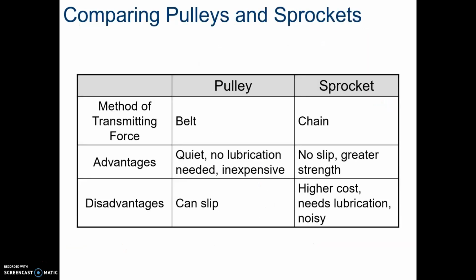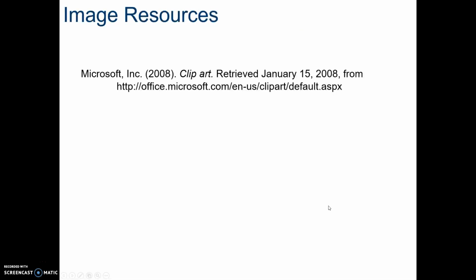And the different methods: you have pulleys and belts, quiet, no lubrication needed, inexpensive, but can slip, however. Chain and sprocket, you have a chain, no slip, greater strength, but there's a higher cost, lubrication is needed, and they can become noisy. That is it.